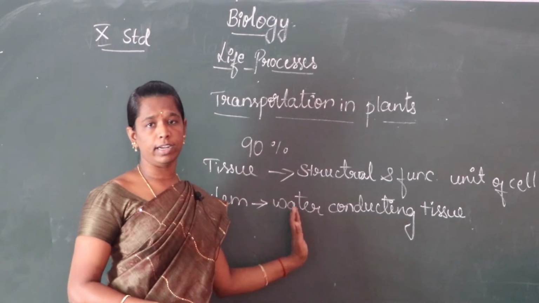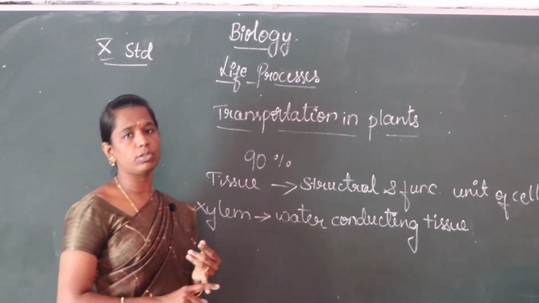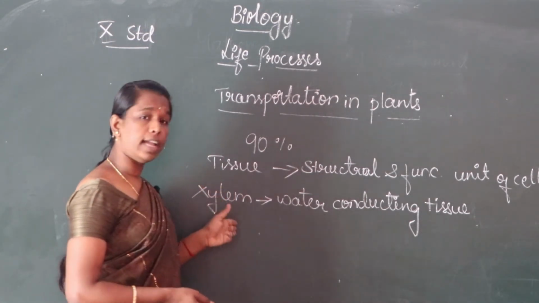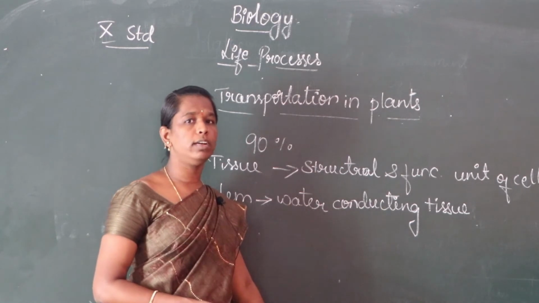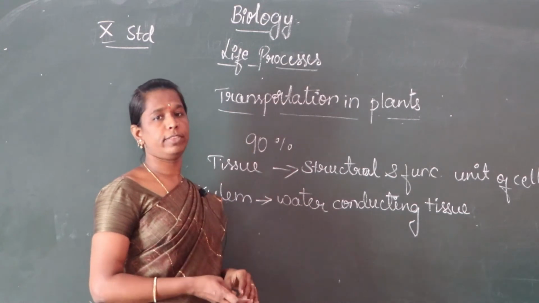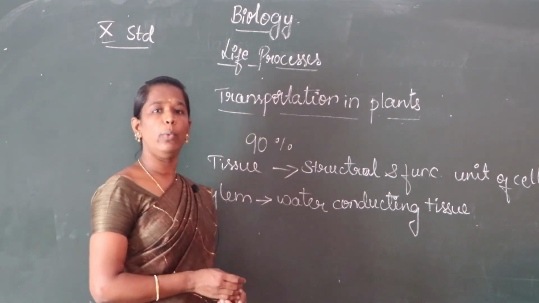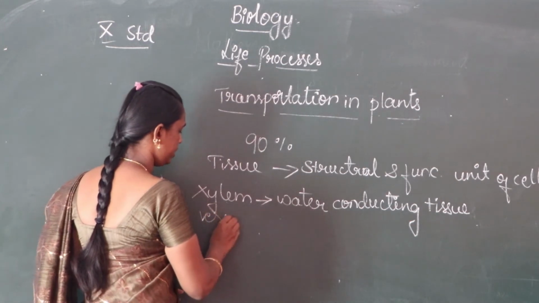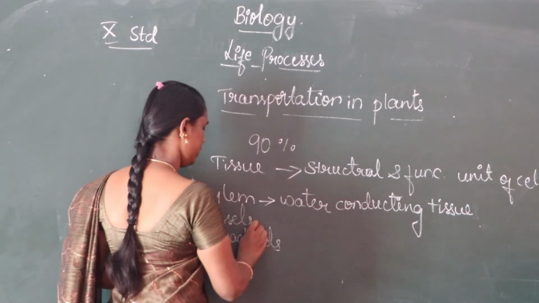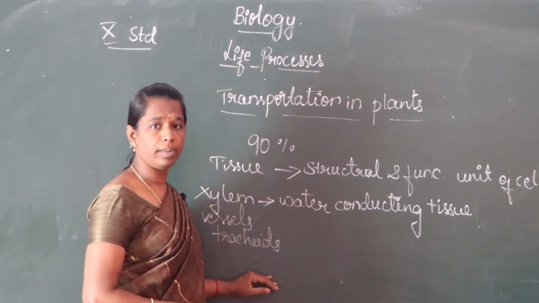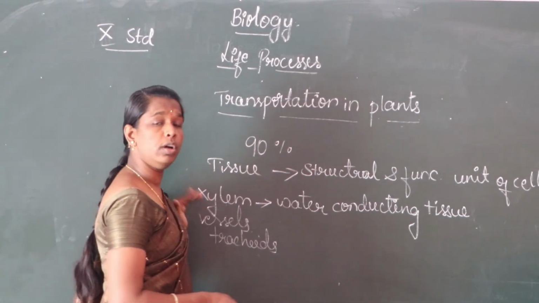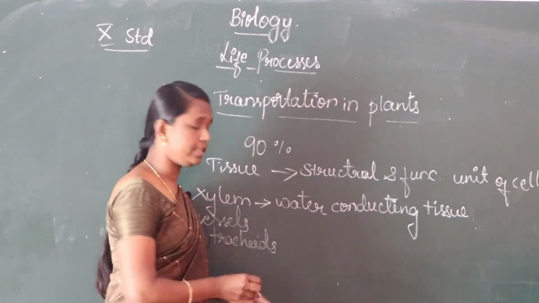So water content is there. Plants need nitrogen, water, phosphorus and other minerals. Like that, xylem tissue transports water and some minerals from roots to all parts of the plant. In addition to that, vessels and tracheas are also present in the plant. In the stem xylem tissue, vessels and tracheas are present.